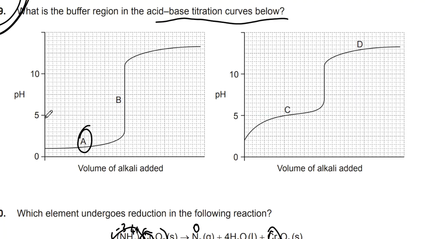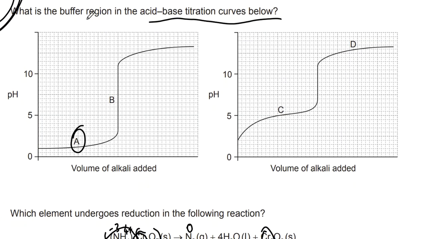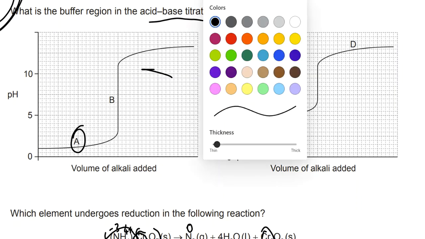So now it's time to go over the questions we got wrong. So this question right here, I did get wrong. It says the buffer region. What is the buffer region in the acid-base titration curves below? I said it was option A, but it turns out it was option C. Option C turned out to be the right answer.